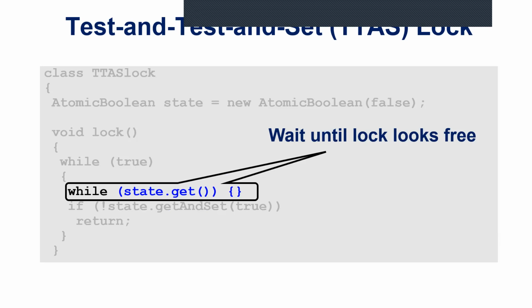Now here, while state.get is an inner loop that spins while the state is true, indicating that the lock is currently taken by another thread. So if state.get is true, it will keep on spinning on that while loop until it becomes false. When the lock is released, it will be false, so that the other threads can contend for the lock.